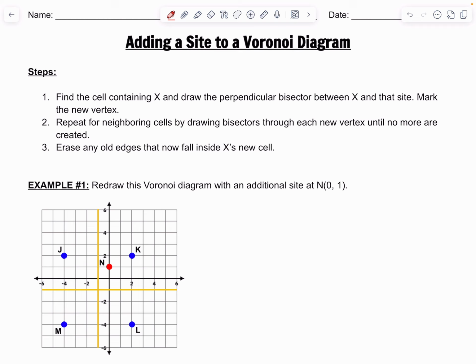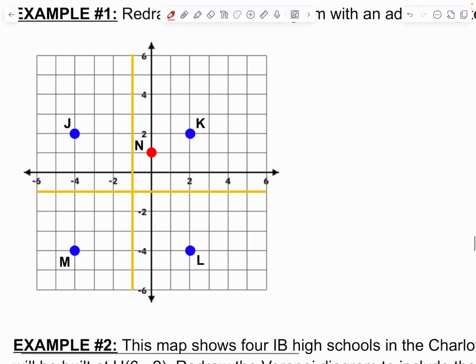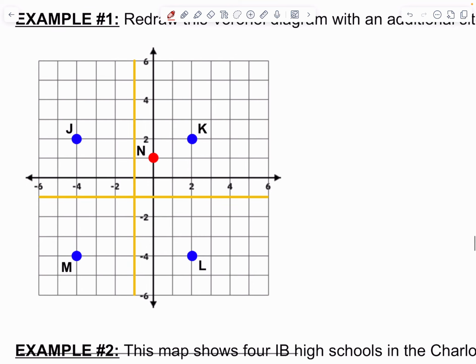It says redraw this Voronoi diagram with an additional site at 0, 1. So what I can do here is I see that these yellow lines here are already my perpendicular bisectors of the original 4 points. However, I'm adding point N. So as you can see, when I put point N in, it's in the same area as K, so I need to separate those. So what I have to do is find the bisector.